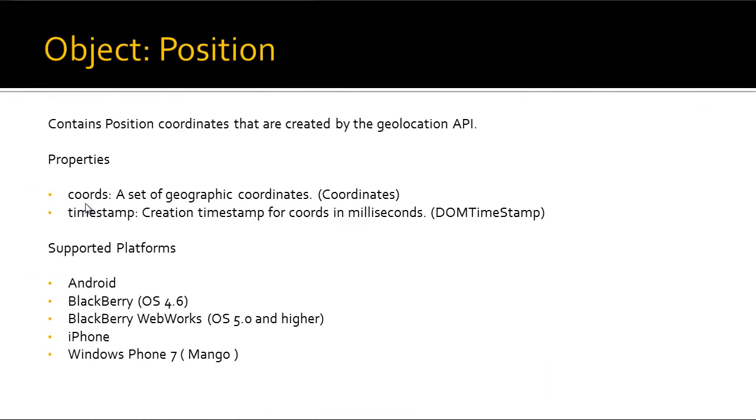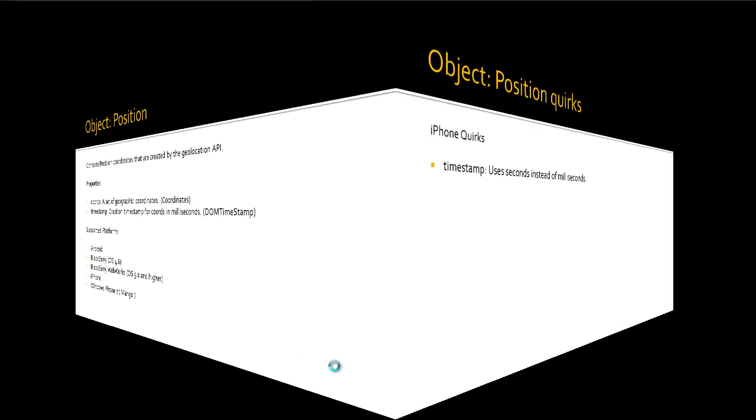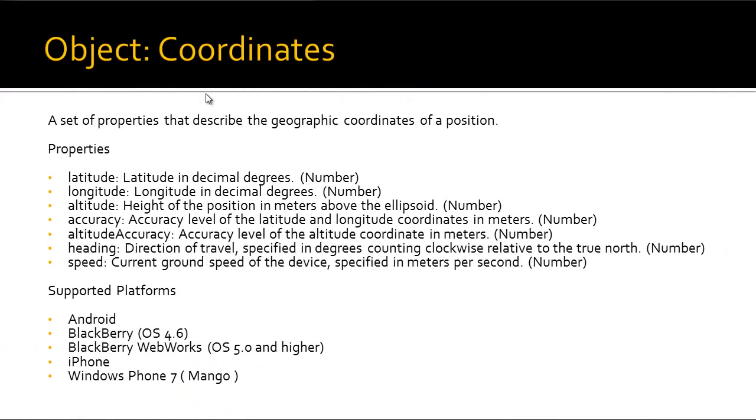Now we're going to take a look at the coords property inside of the position object. What this allows us to do is look inside of the coordinates object. Now, the coordinates object is attached to the position object. Basically, it's a set of properties that describe the geographic coordinates of a position. So we can get the latitude and longitude, which those two are probably the most important. And we can take those two values, by the way, and display them on the Google Maps API, which is really, really cool. Then we have the altitude property.